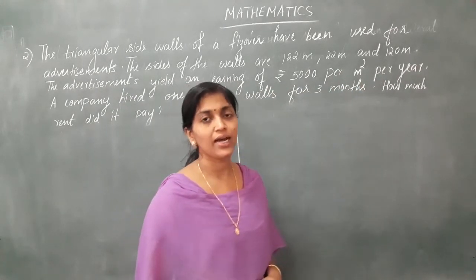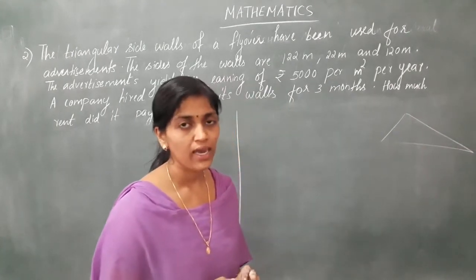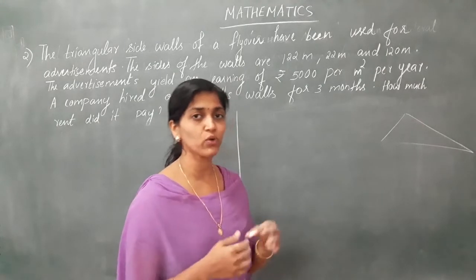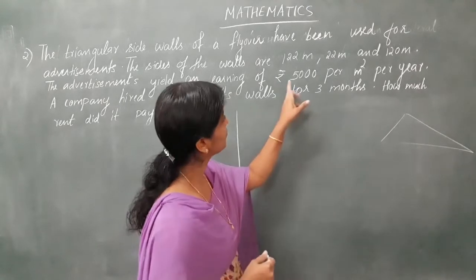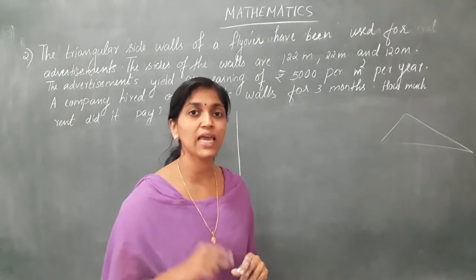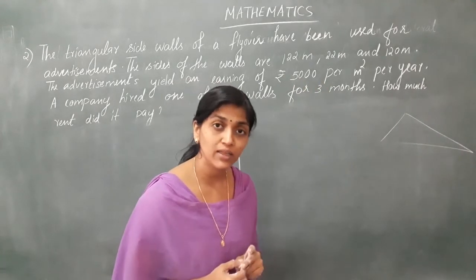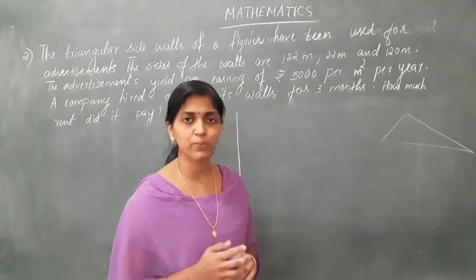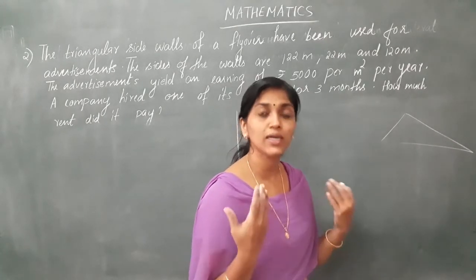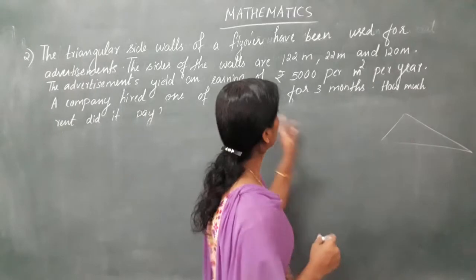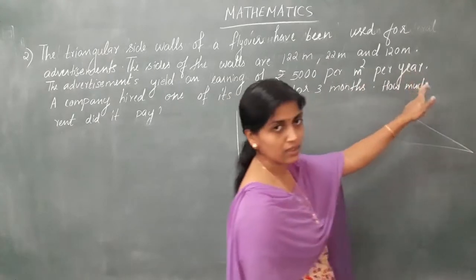The advertisement yields an earning of rupees 5,000 per meter square per year. That means the advertisement is given for a triangle like this one. Clear? If they bid for advertisement for 1 year, how much rupees will they get for 1 meter square? It is 5,000. Which means if the area is 1 meter square, for 1 year they get 5,000 rupees. But our area will not be equal to 1 meter square, because this triangle's area will be more than 1 meter square. Clear?